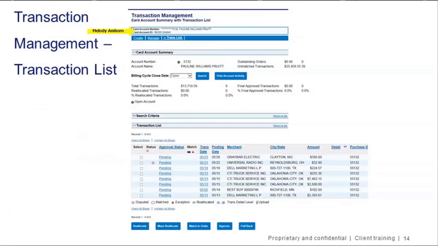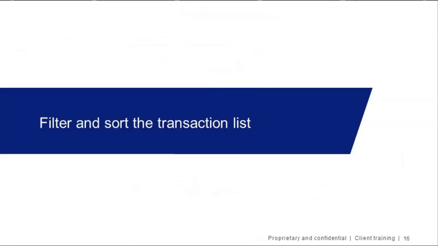So up at the top, you'll see the card account number, and then you'll see the card summary with the transaction list at the bottom. So those are the ways that you get to the transaction list.